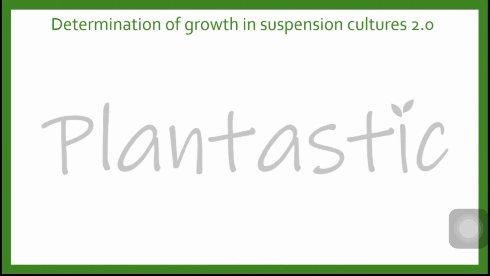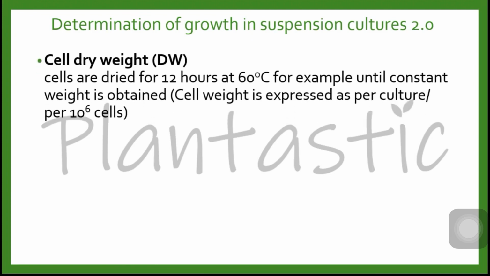Another very common method is the cell fresh weight. It is commonly done by washing the cells with distilled water to remove the medium, draining under vacuum or drying with filter paper to obtain the net fresh weight of the callus. Following that, we can use the dry weight, whereby the callus is dried for 12 hours at 60 degrees Celsius, for example, until a constant weight is obtained. The cell weight is expressed as per culture or per 10 to the power of 6 cells.